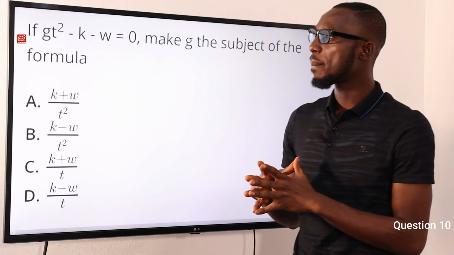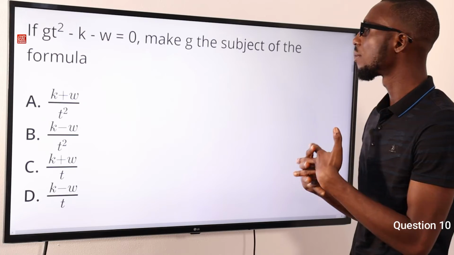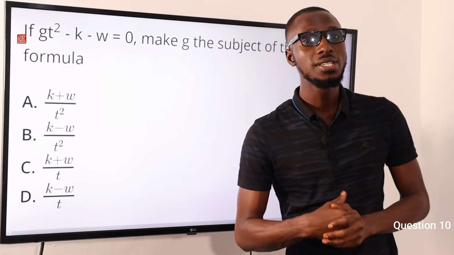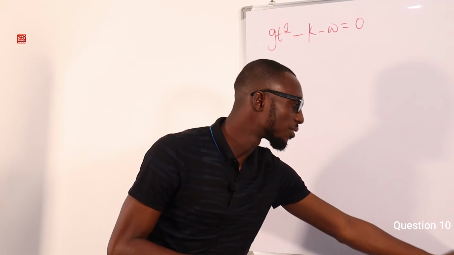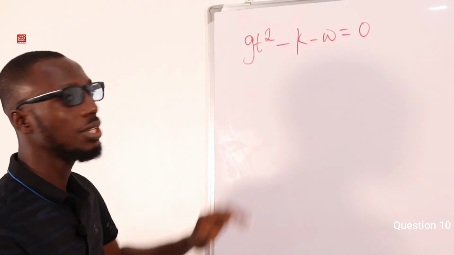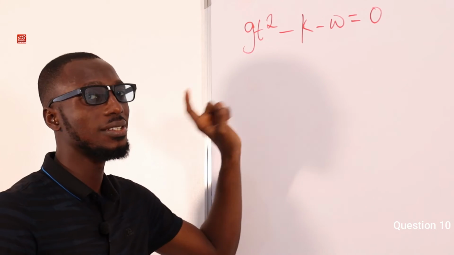If gt squared minus k minus w equals 0, we are asked to make g the subject of the formula. So the first thing I did is to bring the question to the whiteboard. We are asked to make g the subject of the formula, so whatever we do, g is going to be the subject.